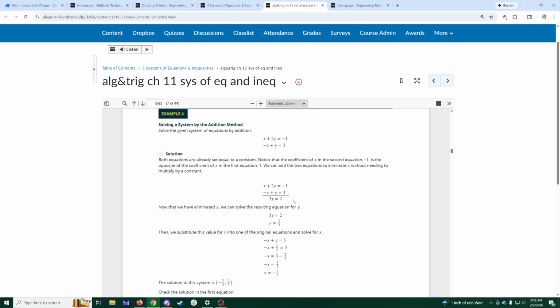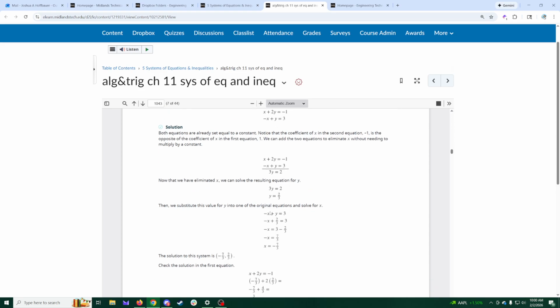There's no x's anymore. We added the two equations together in such a way that x is gone. And that now makes this third combo equation solvable. We can solve this for y. You can solve it to get y equals 2/3. And now that we know one of the two letters, y equals 2/3, we can plug y equals 2/3 into either of the previous equations to solve for x.